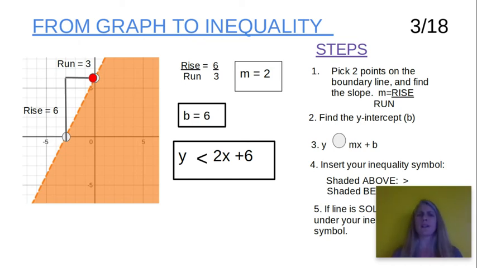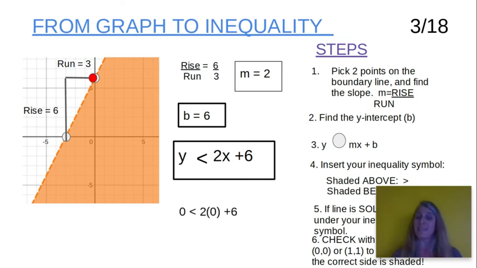Now, as always, we want to double check our work, and we're going to do that by plugging in the point 0, 0, 0 for x, and 0 for y. When we do this, we can see that 0 is less than 6. Once we get to this point, we ask ourselves, is this a true statement? Is 0 less than 6? Of course, 0 is less than 6. Therefore, we know that the point 0, 0 is a part of the solution and should be shaded. As we look at our graph, we can see that yes, it is indeed shaded.